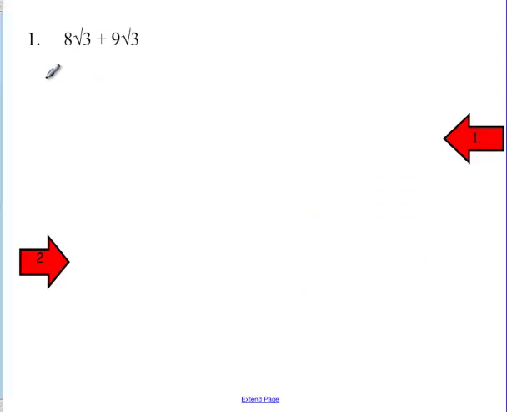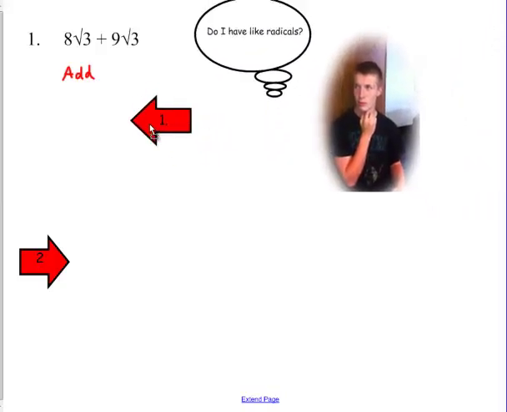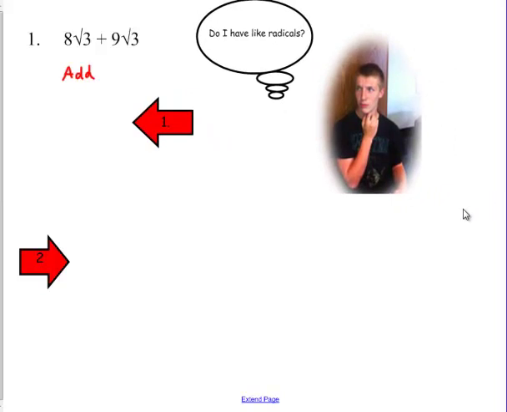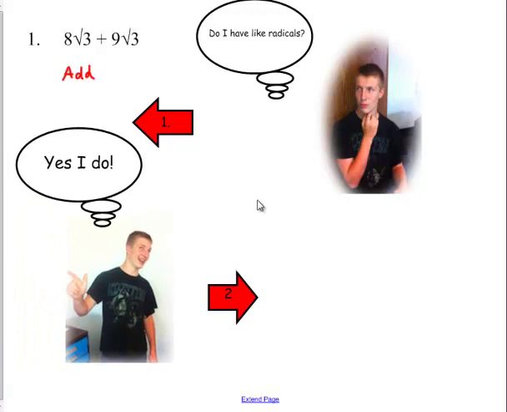All right, 8 radical 3 plus 9 radical 3. They're asking you obviously to add. Well, it's kind of easy, but you have the first question you should always ask yourself. And we have a friend here today to help us with that question. Ready? Jack looks at that and says, do I have like radicals? And then he answers, yes, I do. He has like radicals.